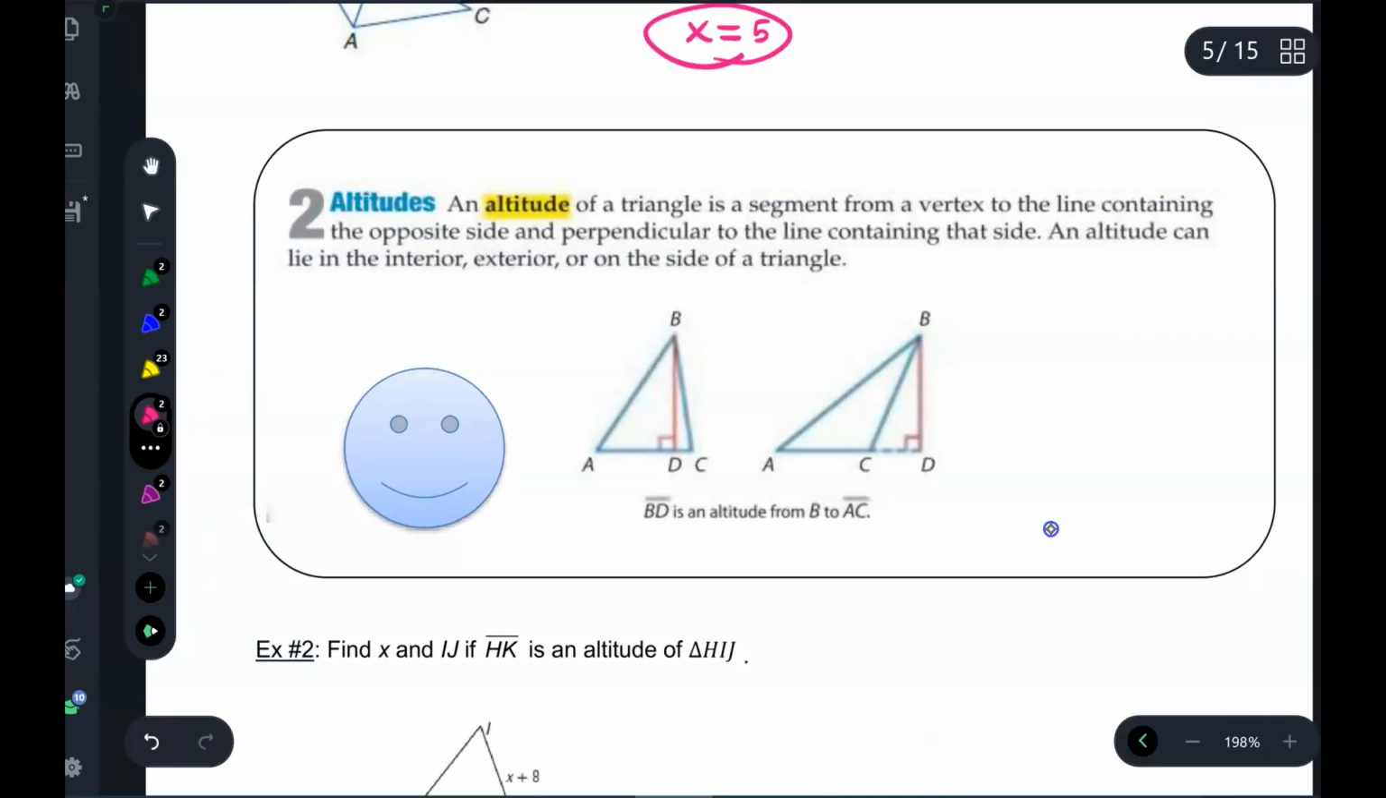I haven't been thinking about it. Okay, altitude. See, we'll still finish early and we can start the worksheet.